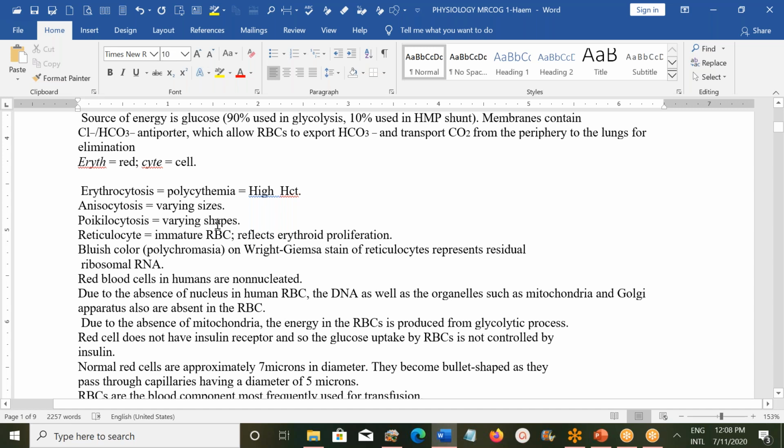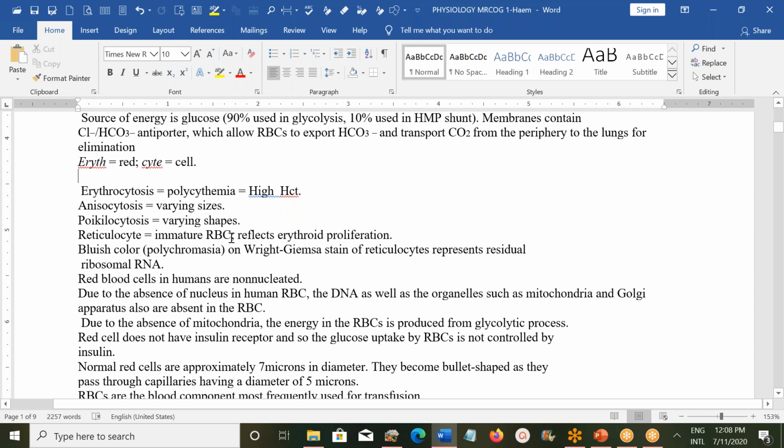Poikilocytosis means that they have different shapes. Anisocytosis means that they have various sizes, small, large, and medium, they can be of any size. Whenever they say the word poikilo, it means it is about the shape. So poikilocytosis means that they have different shapes. Like in some cases, they are broken down, or you will see different pictures in different cancers or in the bleeding disorders.